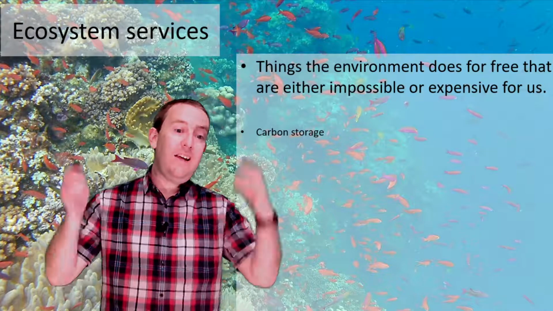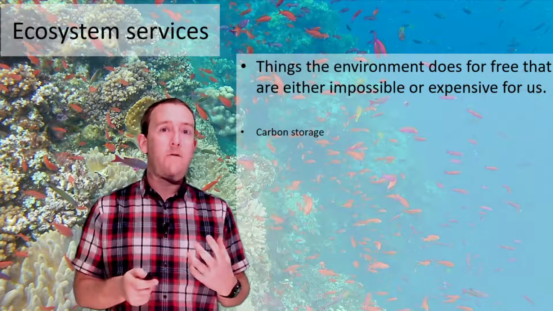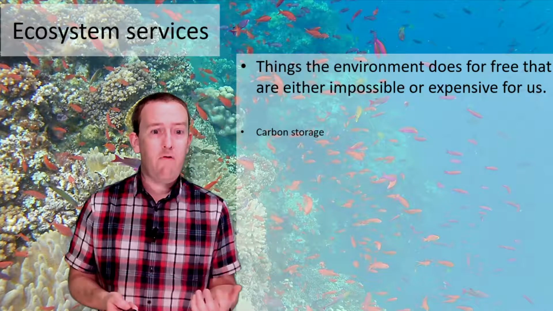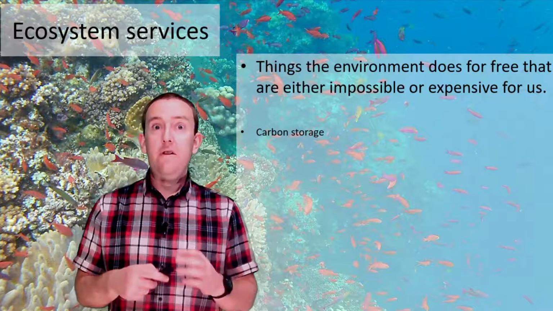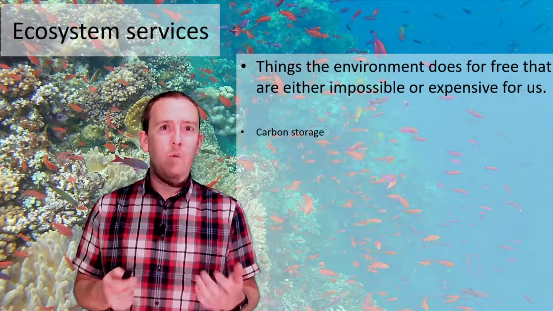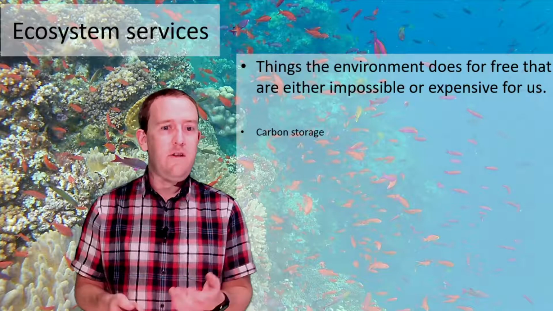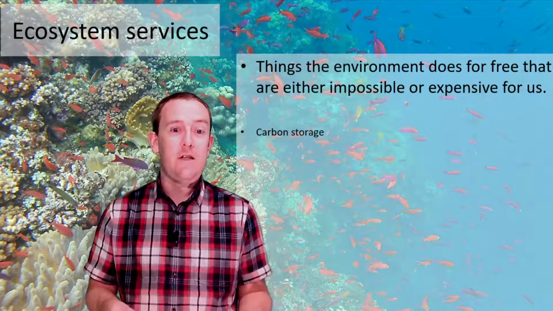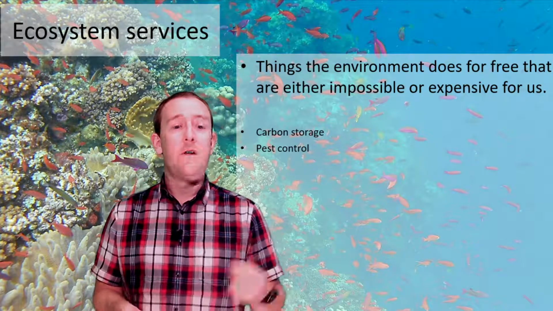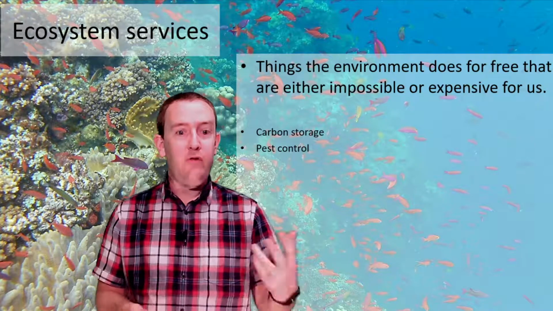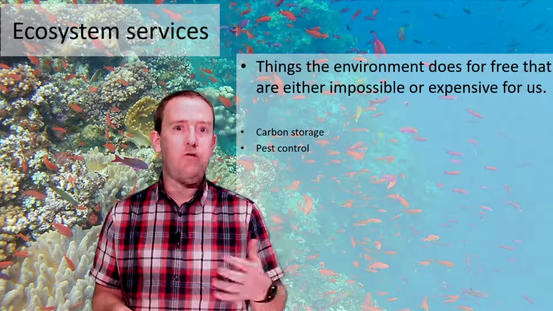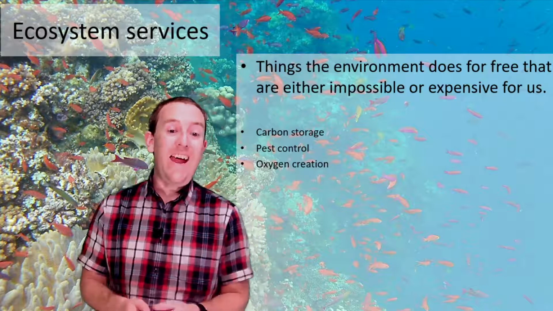Carbon storage, taking CO2, taking carbon out of the atmosphere so that our planet remains habitable. There is no better way to do that than with trees, right? Literally with plants. Okay, that is an ecosystem service. It's easy, it's quick, and it works. Pest control. Lots of natural predators have been keeping pests under control in agricultural areas for ages.